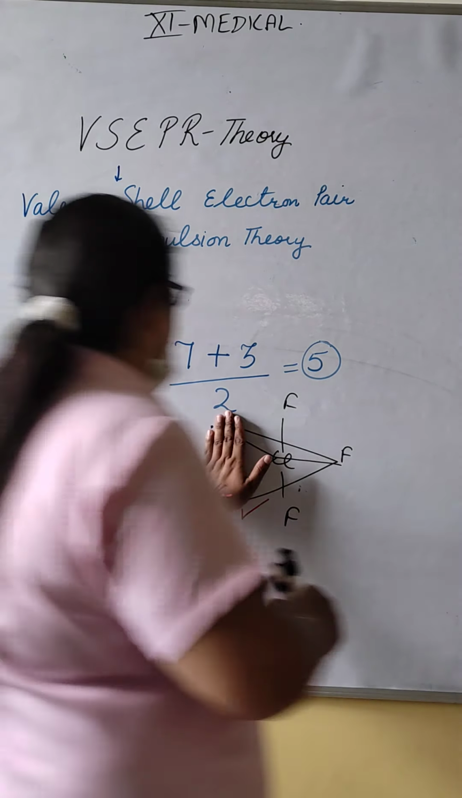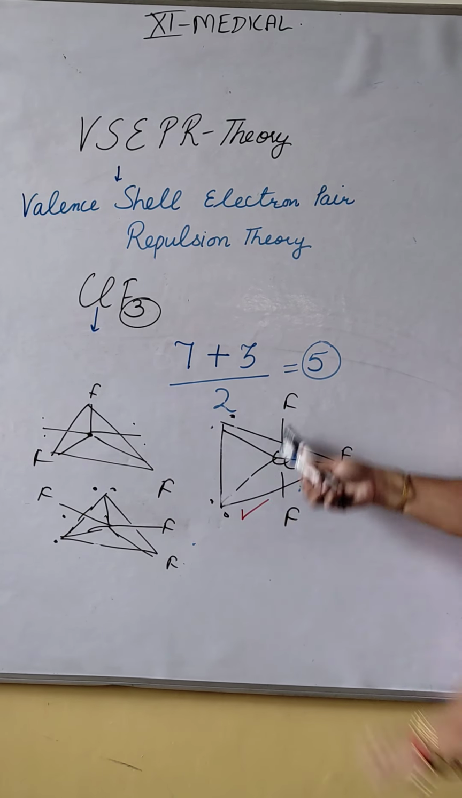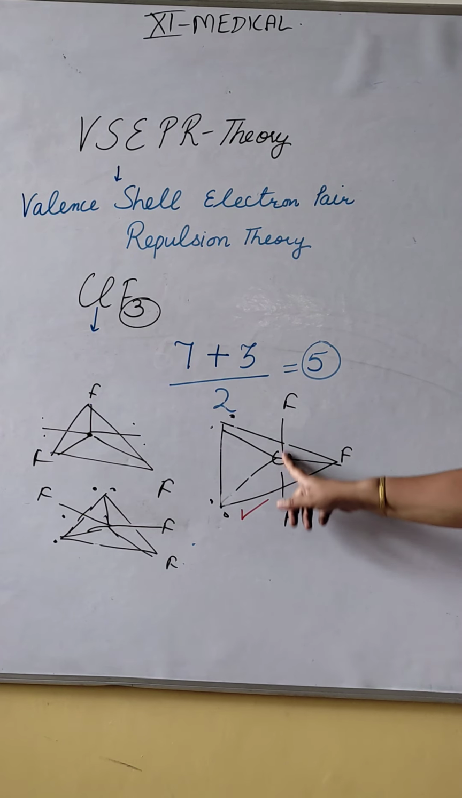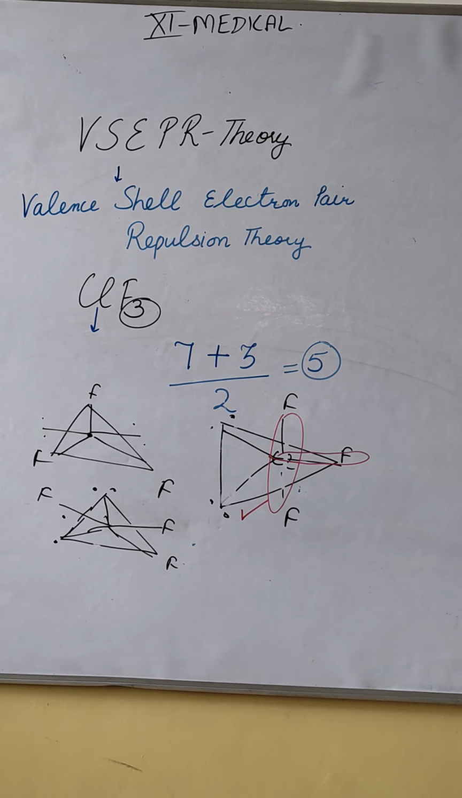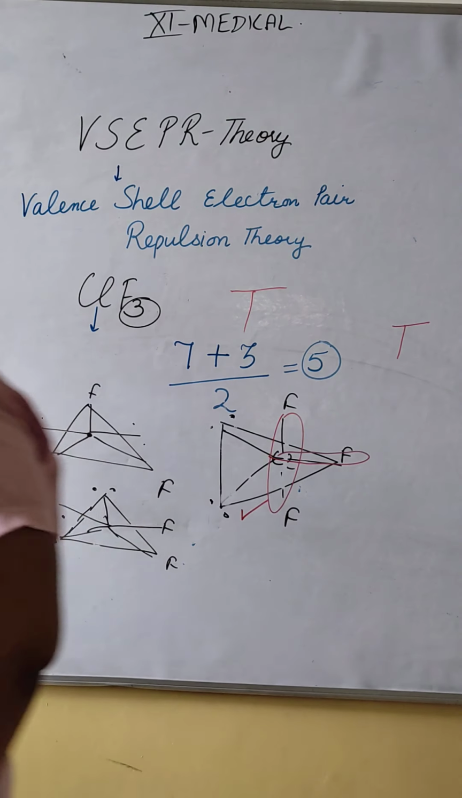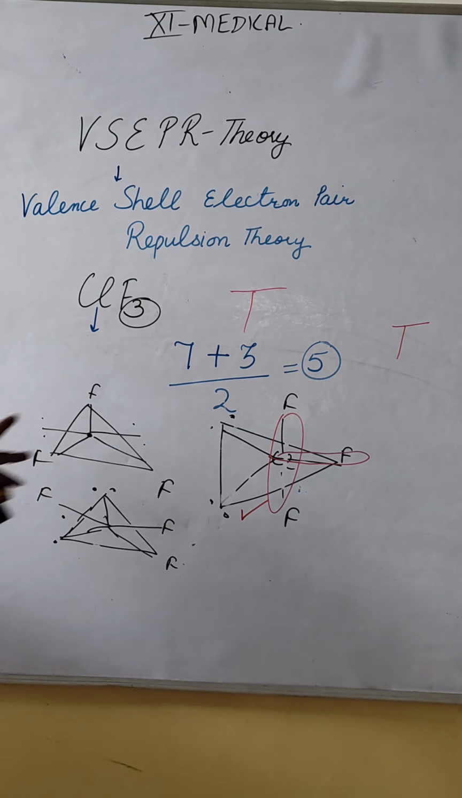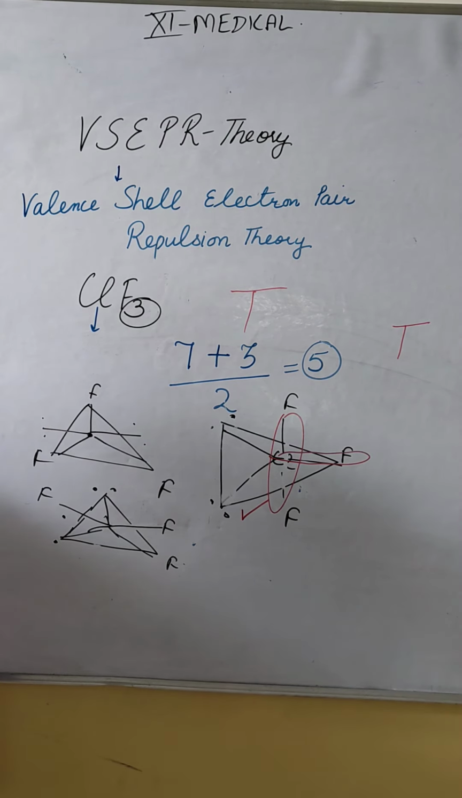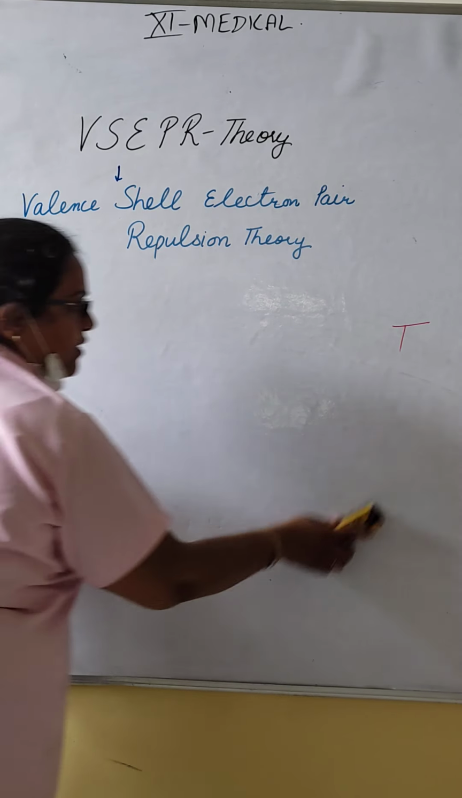But what will be its shape? Can you see the T? It is forming a T, letter T. Letter T it is. Geometry will be trigonal bipyramidal. Shape will be letter T. Clear? No problem. We will do more practice on the same.